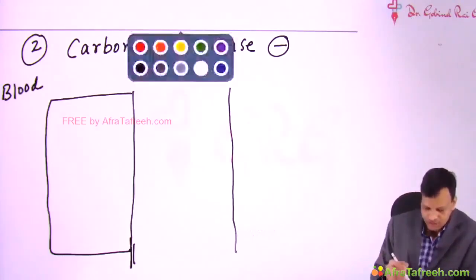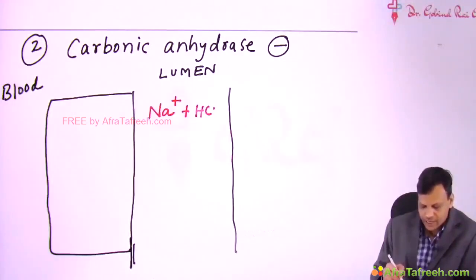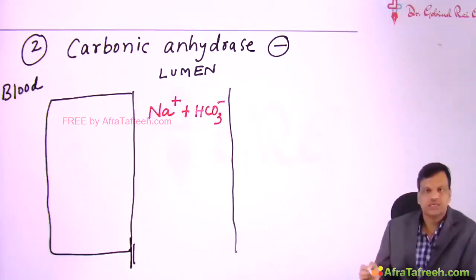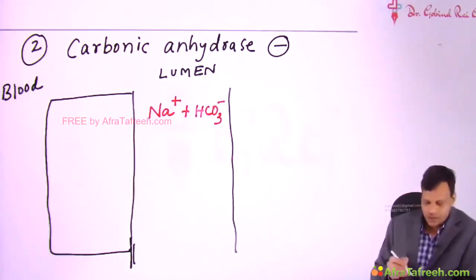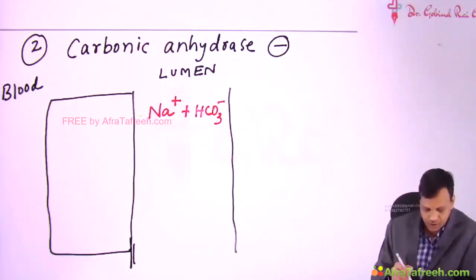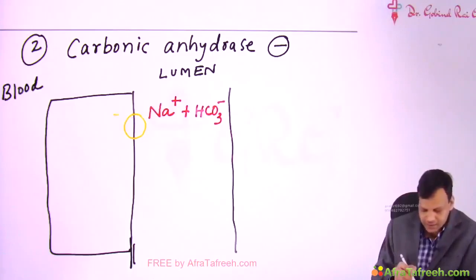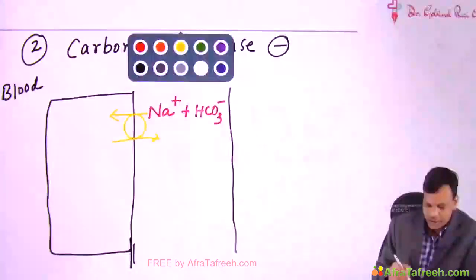So the glomerulus filters sodium and bicarbonate, and they come into the lumen of the nephron. In the proximal tubule, there is a transporter called the sodium hydrogen antiporter. That means it takes up sodium into the cell, and in exchange it removes hydrogen ions.